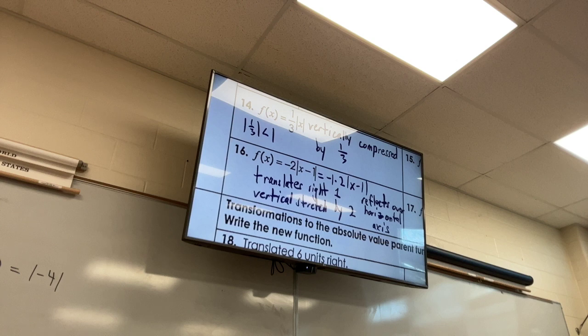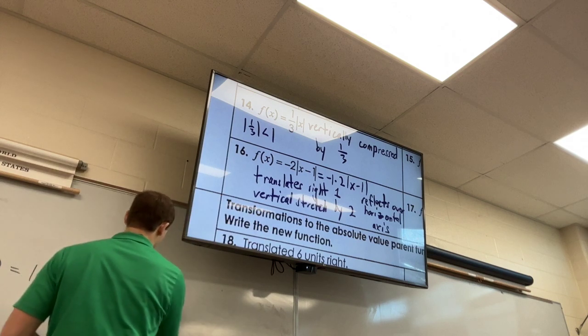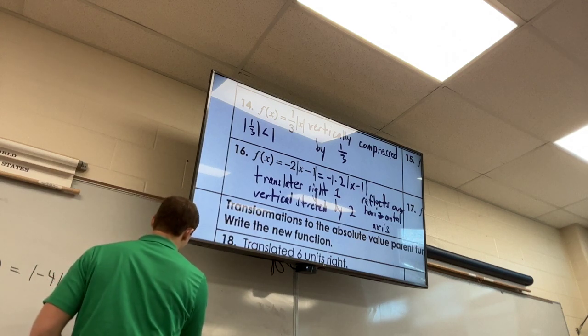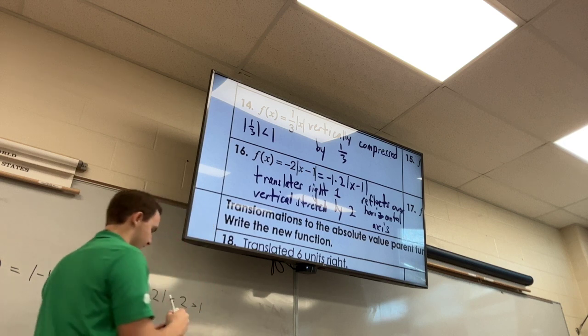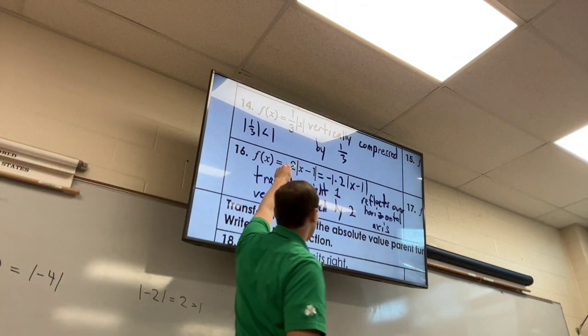So that number in front, right? -2 is less than 1, but it's also less than -1. We're looking at the absolute value. The absolute value of -2, which equals +2, is greater than 1. So it's all about the absolute value of this number in front.